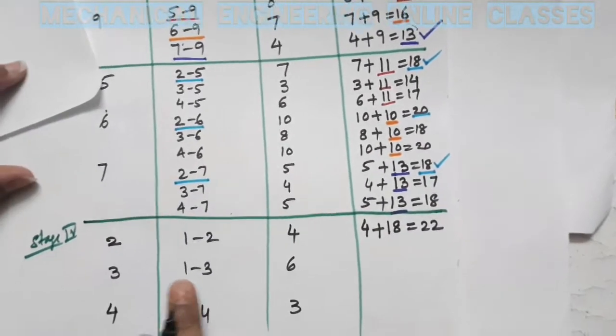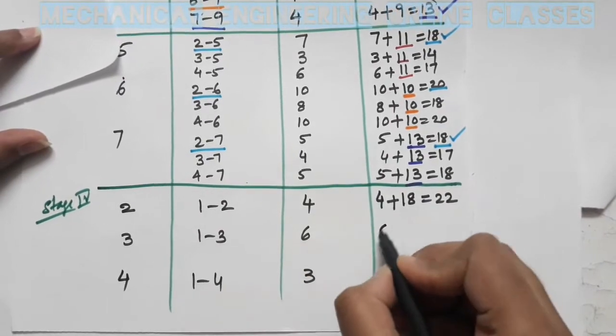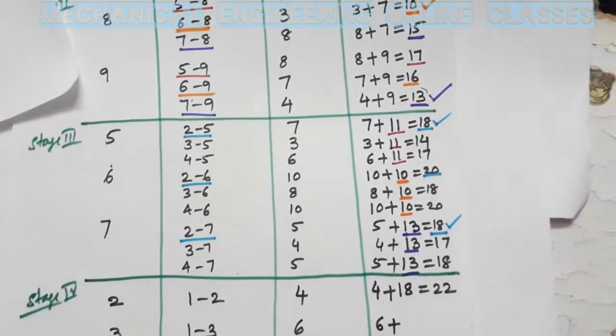Now if I am choosing the 1 to 3 path, then 1 to 3 distance is 6, plus from 3 what minimum path should I pick?